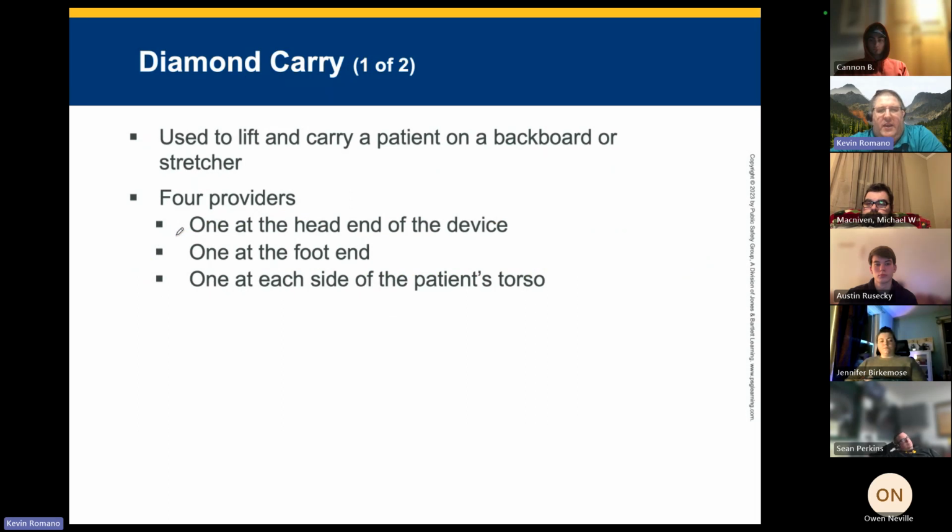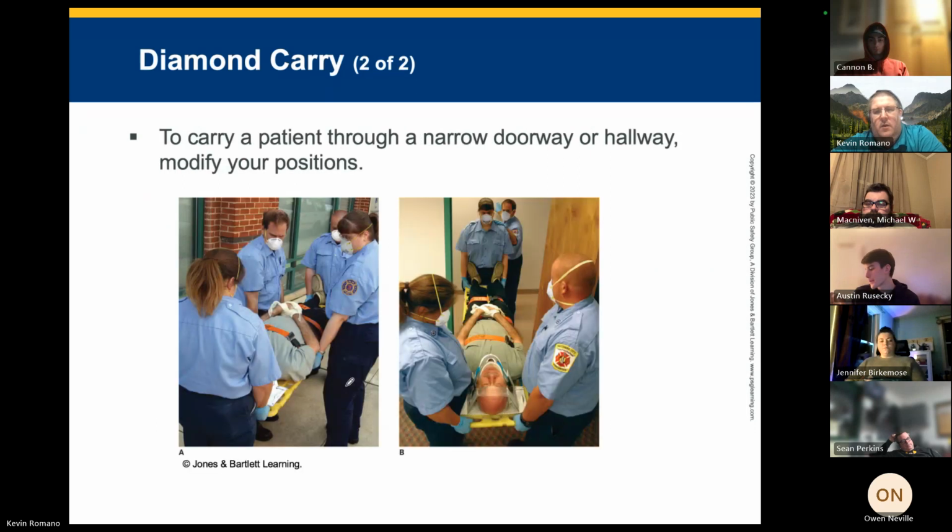Right. The diamond carry is used to lift a patient on a backboard or stretcher. So you have 4 providers, 1 at each head and foot. So if this is the backboard here, like this, we'll have 1 provider here, 1 here, 1 here, and 1 there. That'll allow us to carry the patient out. Okay.